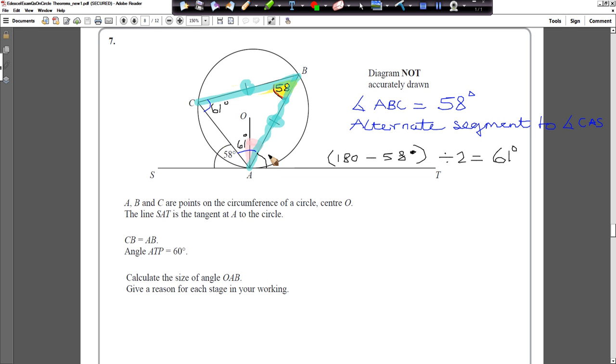The angle there is also 61. Why is it 61? Because of another Z over here. Remember that? The Z. So this angle and this angle are the ones which are alternate segment. So these two are alternate segment to each other. So that's 61 as well. So we've got all those angles in there now. What we need to work out is, we still got to work out that little bit there.